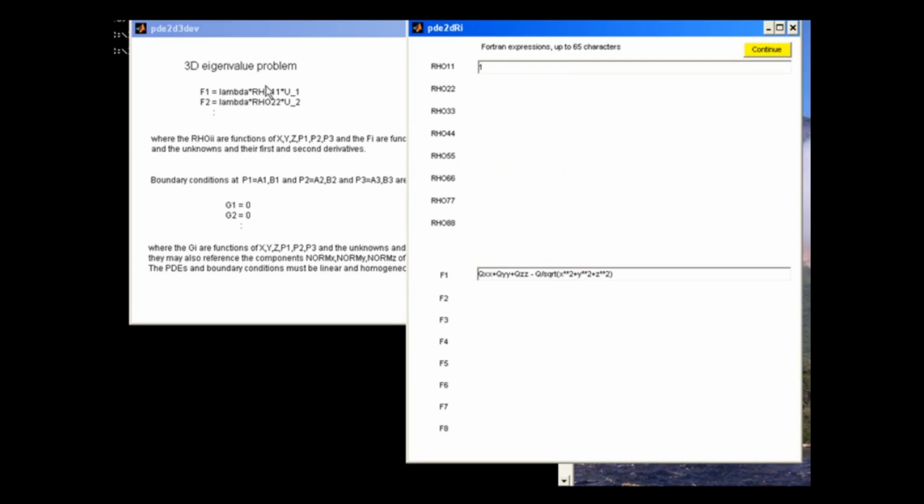There's only one. F1 equals lambda rho Q. Rho is just 1. F1 is the Laplacian of Q minus Q over the square root of x squared plus y squared plus z squared. Notice that despite the fact that the region is defined in terms of toroidal parameters, the PDEs, boundary conditions, and everything else can be defined in Cartesian coordinates. So once you have defined the region using parametric equations, the rest of the input is absolutely as simple as if the region were rectangular. The equations are written the same way regardless of the type of region.